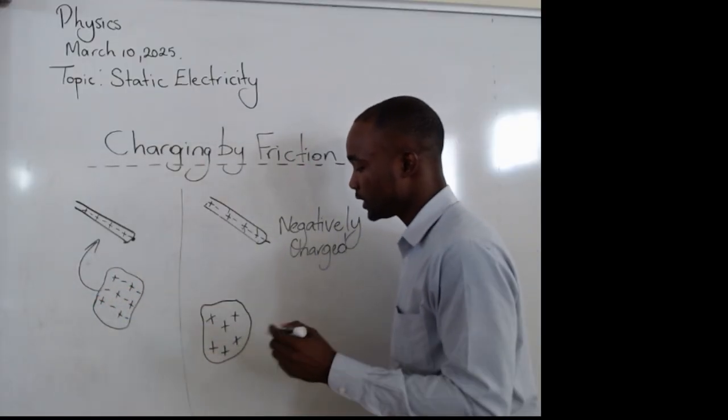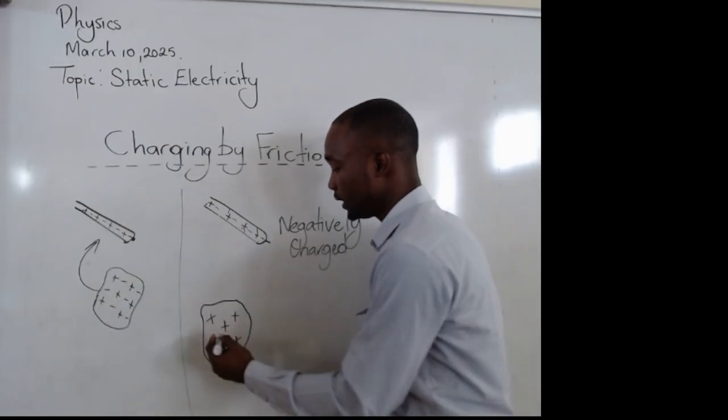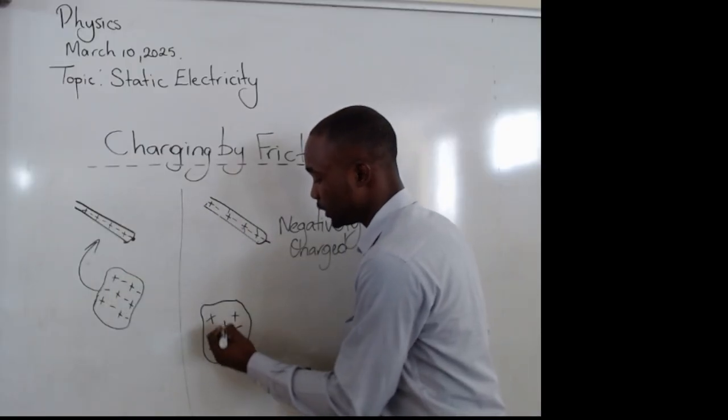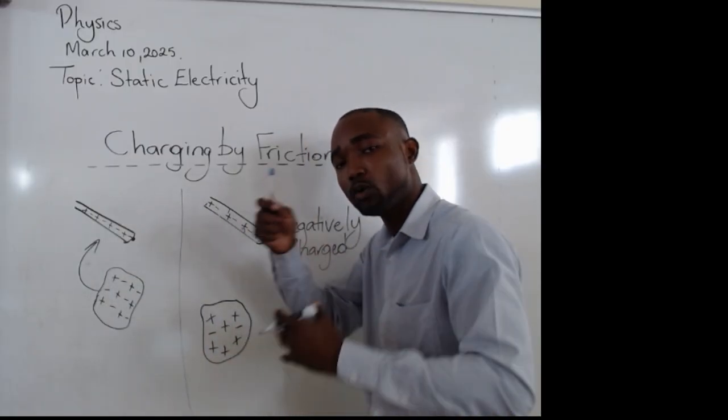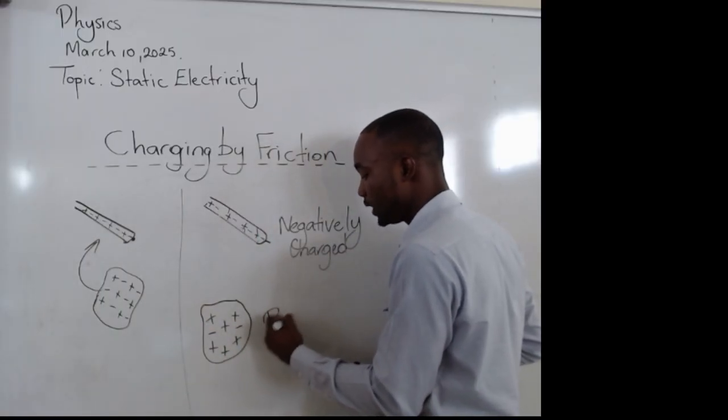How many electrons does it now have? It had 6 initially, and 4 went to the pen. It now has 2. So it has a net, an overall positive charge. So we say this is positively charged.